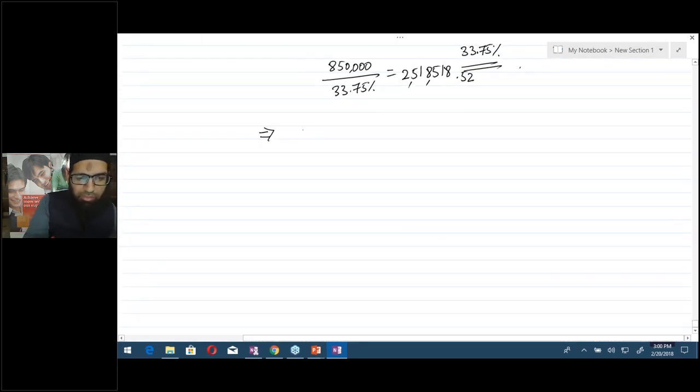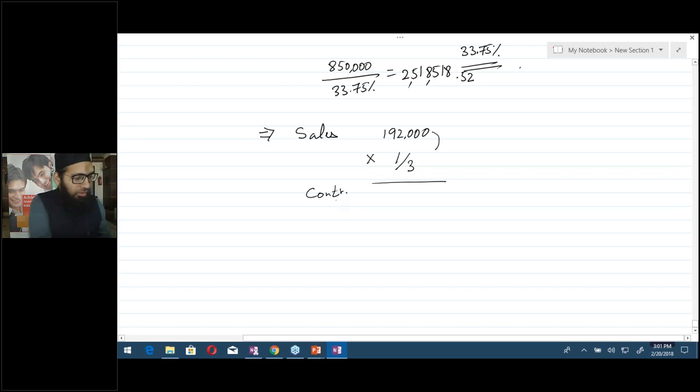So in the question, we have been told that the sales are 192,000. Its contribution ratio is 1/3. So if I multiply it by 1 and then divide it by 3, I will get the answer of contribution. So this will be 64,000. Now the fixed cost in the question is 40,000. So when I subtract that, I will get the answer of $24,000 profit.